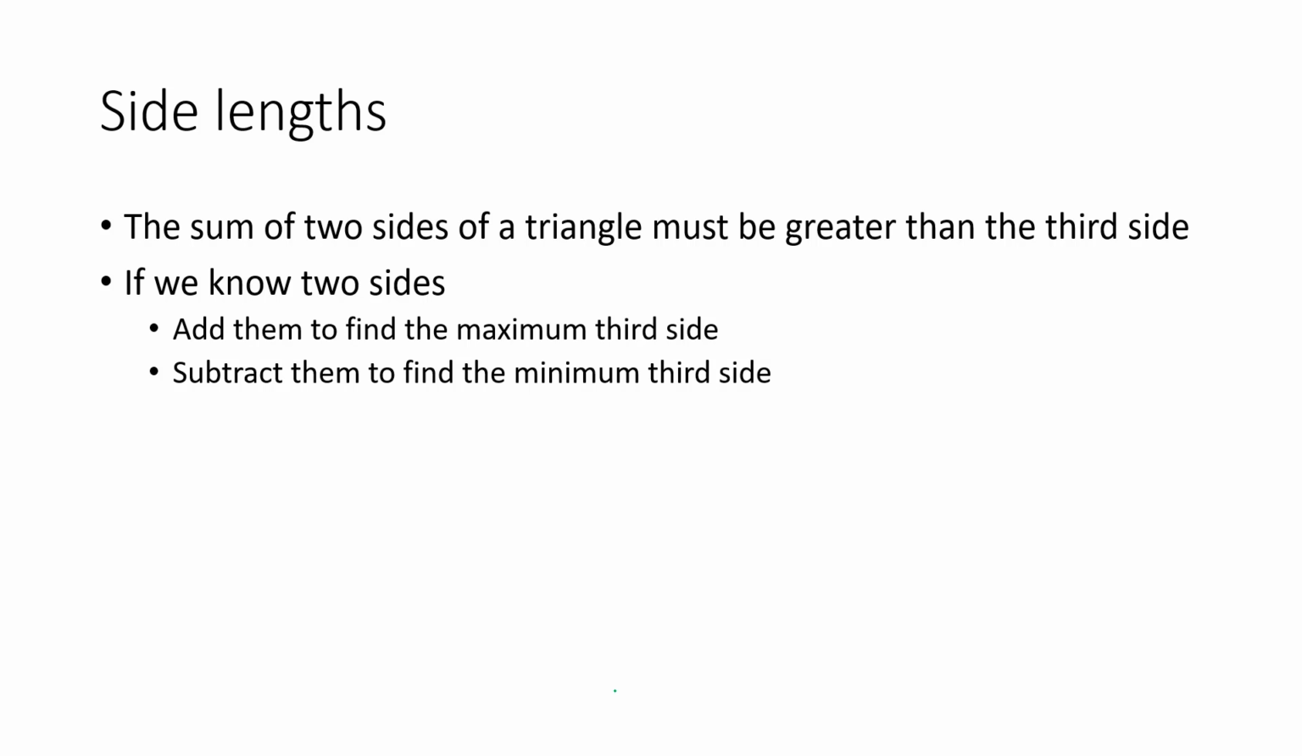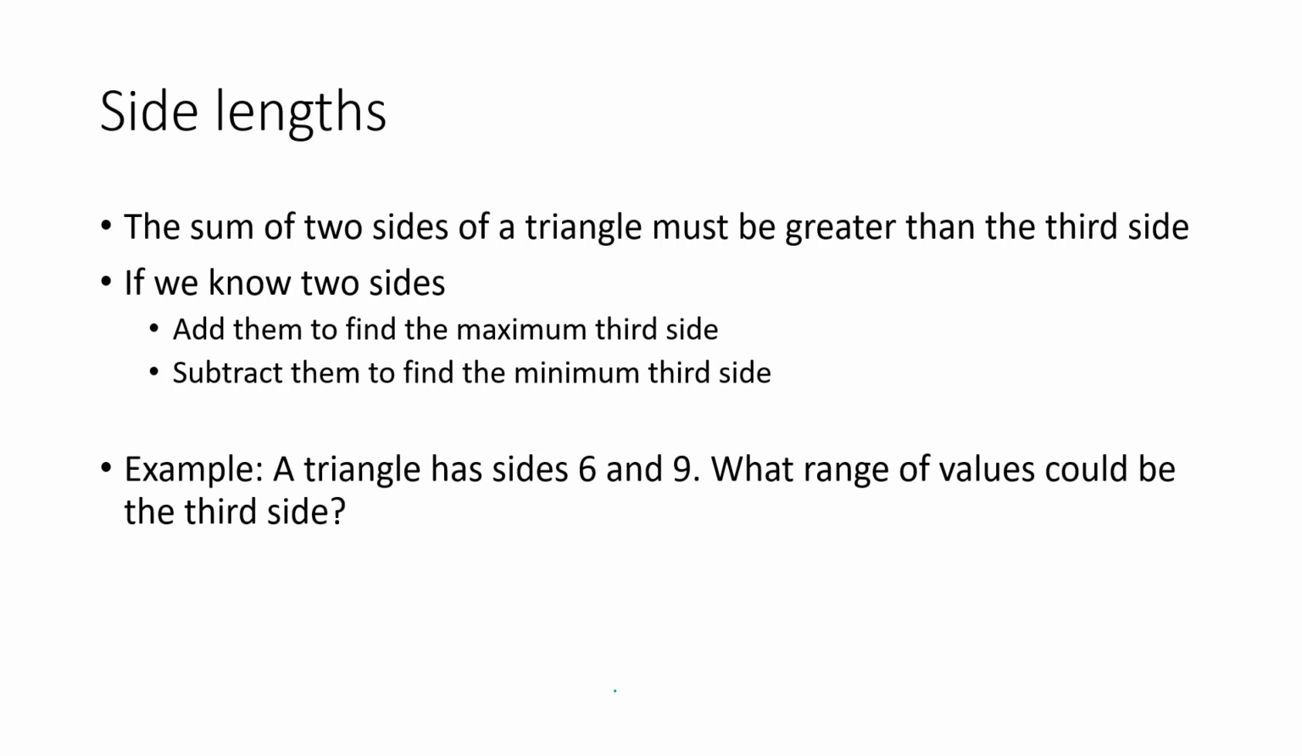So if we know two of the sides of a triangle and we add them together, this is going to be the maximum for the third side. And if we subtract them, it'll tell us the minimum for the third side. And actually, it can't be equal to those numbers. It has to be either greater than or less than those numbers. So let me give you an example to illustrate that.